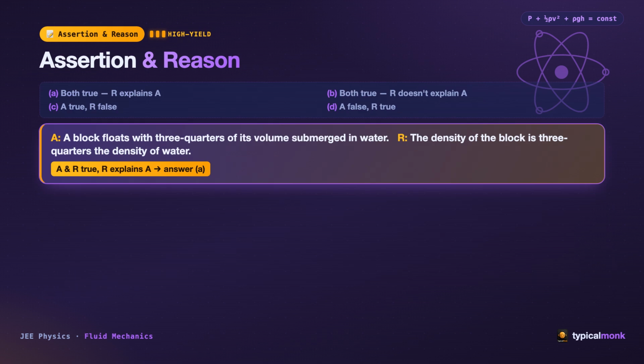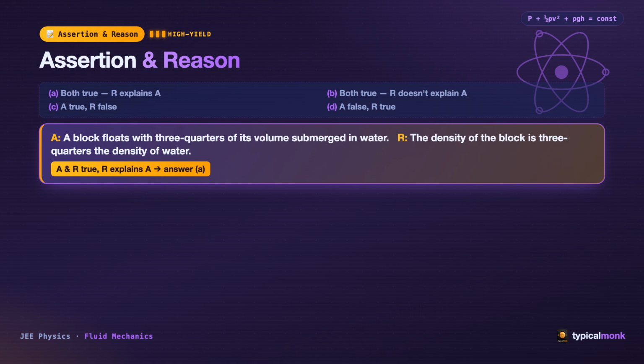Let us drill the G way. Remember the 4 options. Option A: both statements true, and the reason explains the assertion. Option B: both true, but the reason does not explain the assertion. Option C: assertion true, reason false. Option D: assertion false, reason true.